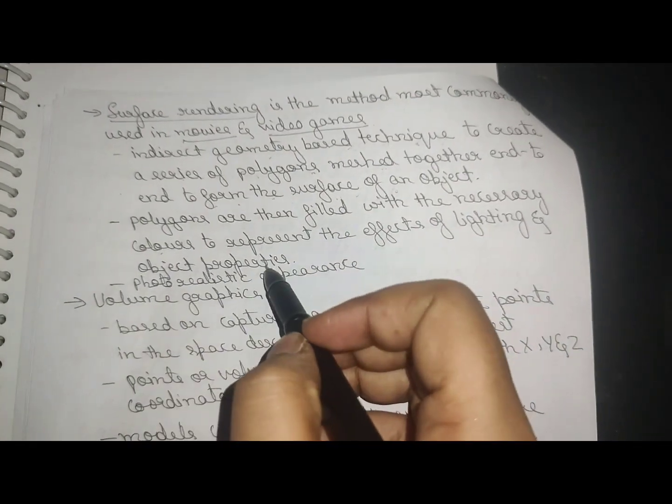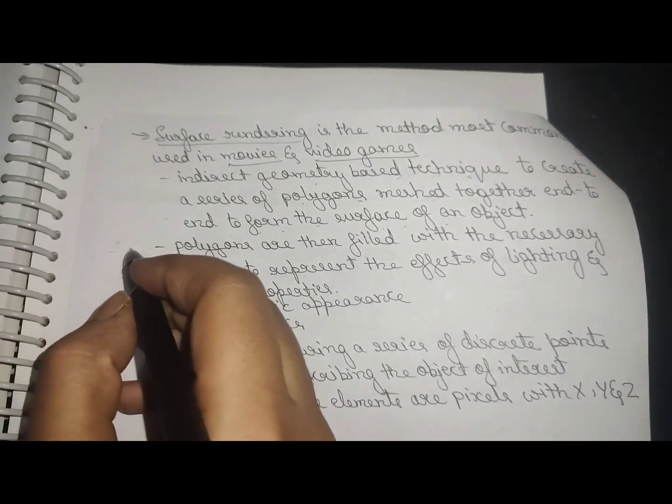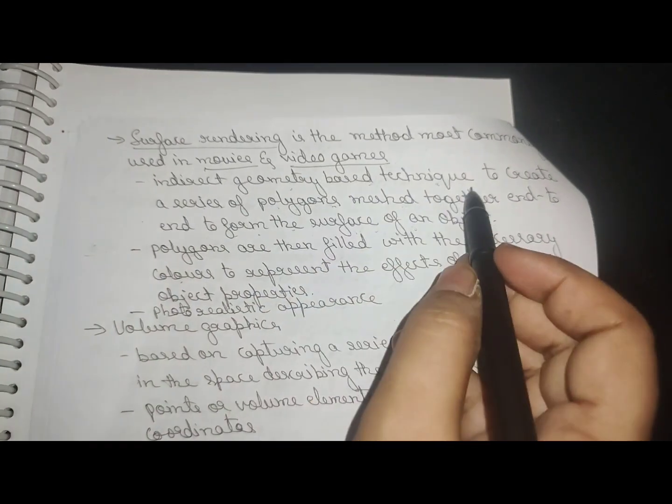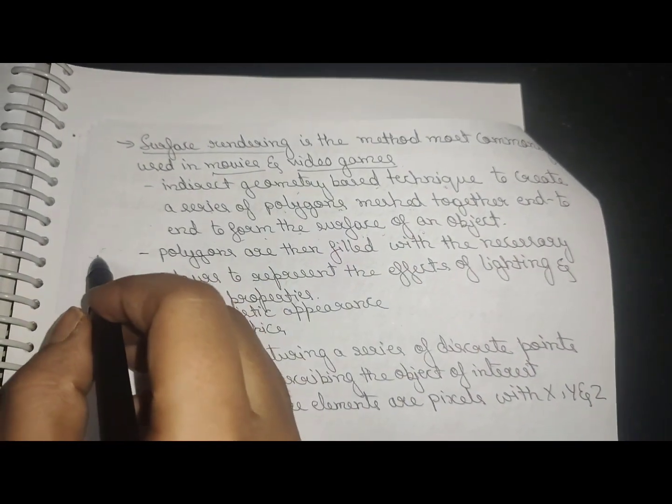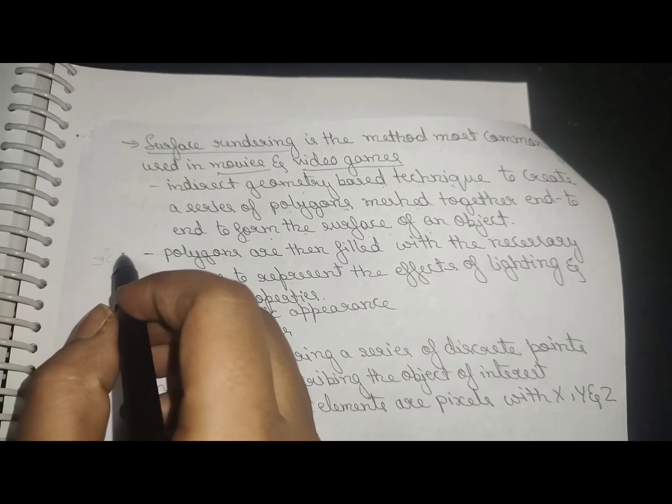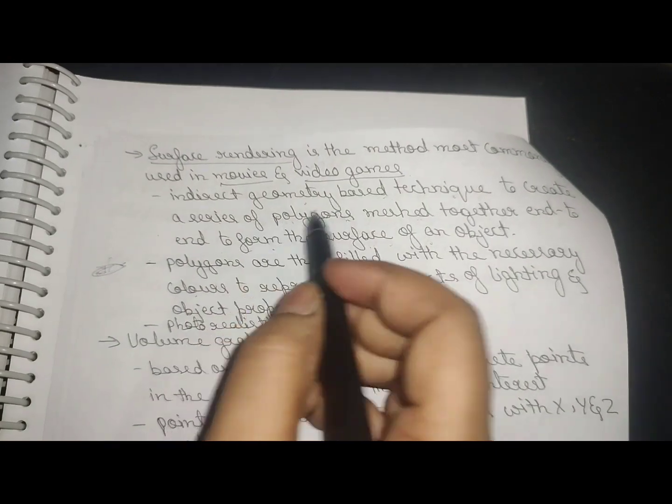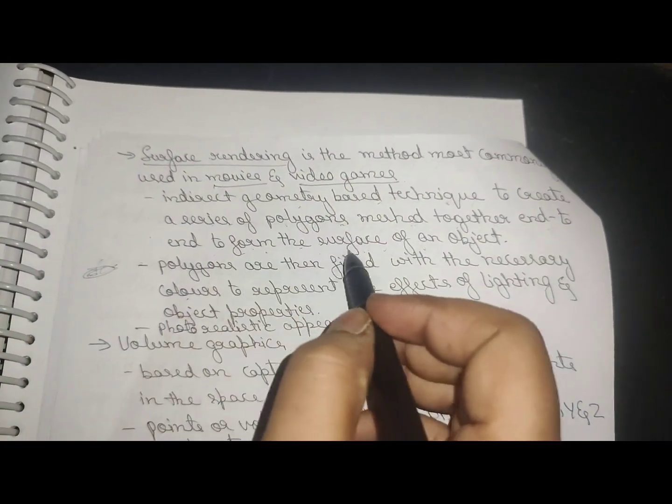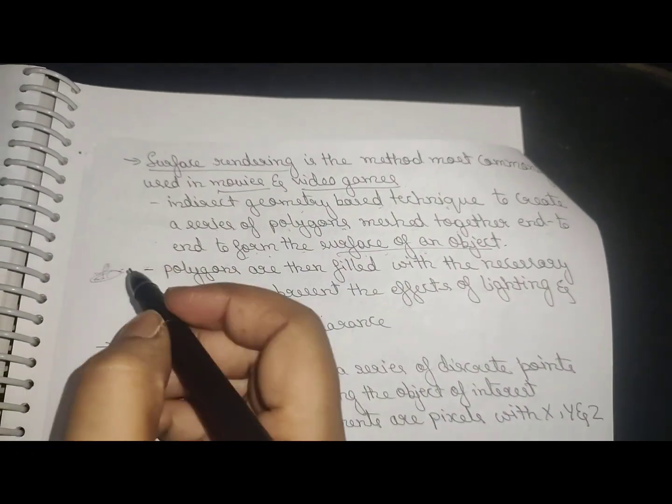So for example, any object is there. For the surface, we use the indirect geometry-based technique to create a series of polygons. The series of polygons are meshed together end to end to form the surface of an object.